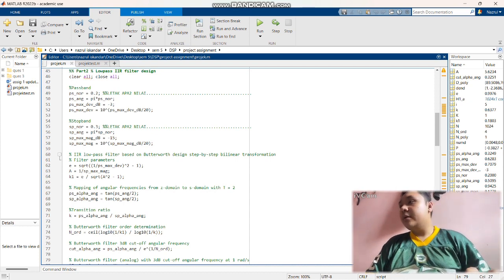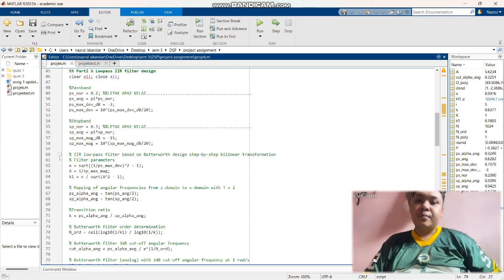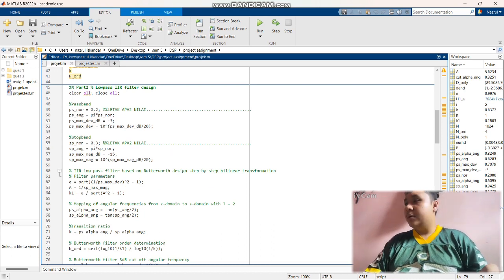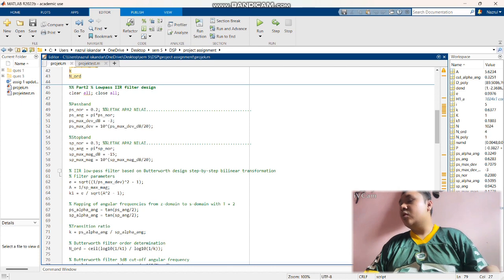So in the MATLAB, my friend already presented part 1. So for part 2, low pass IIR filter design, we create the passband, which is 0.2, and the stopband for part 2 is equal to 0.3.